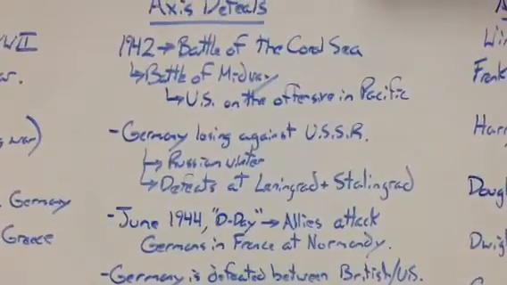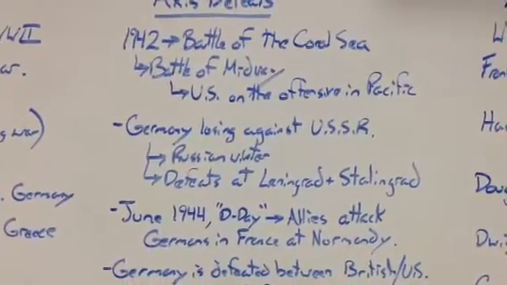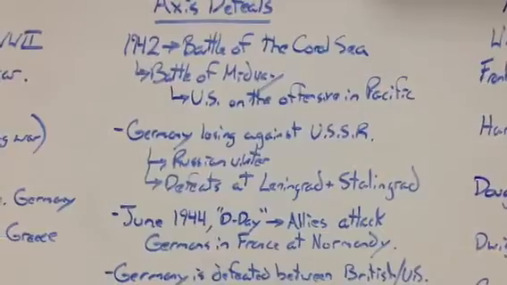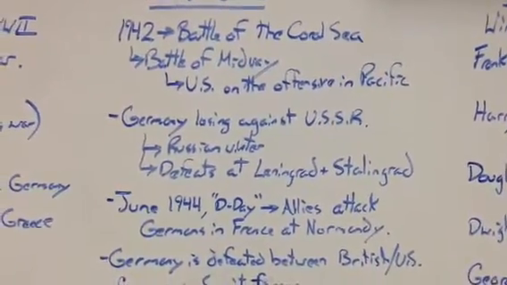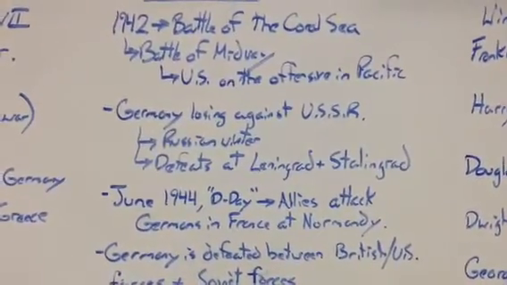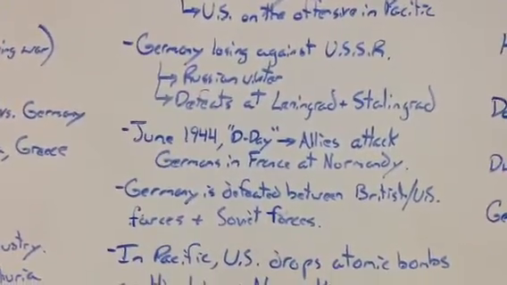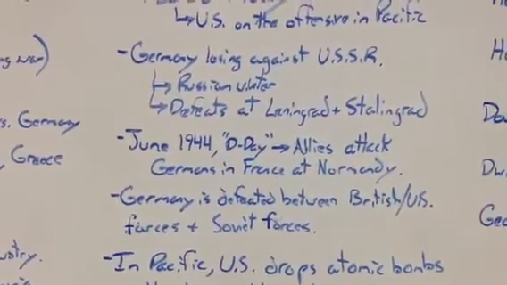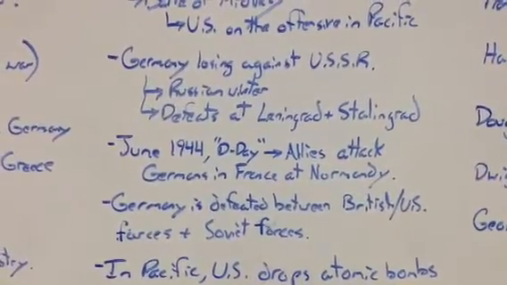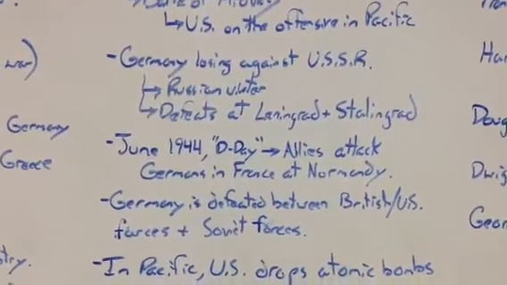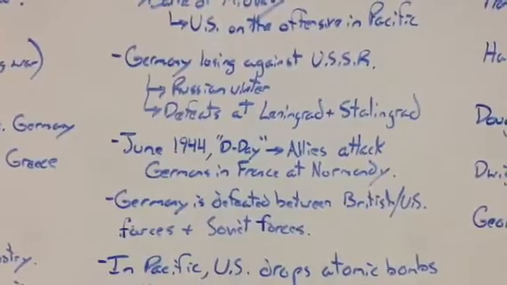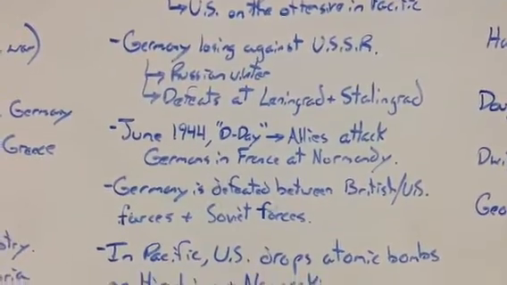Germany starts losing against the USSR. The Russian winter comes to hurt their army, and they also face serious defeats at the cities of Leningrad and Stalingrad. And then they have to face a second front after June 1944, the D-Day invasion, when the British and the U.S., the Allies, attacked Germany and France at the beaches of Normandy and opened up the second front, so the Germans weren't just fighting the Soviets.